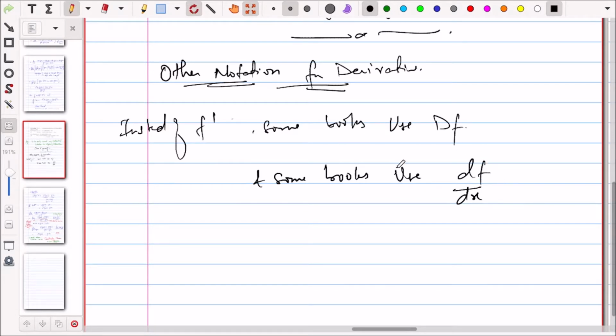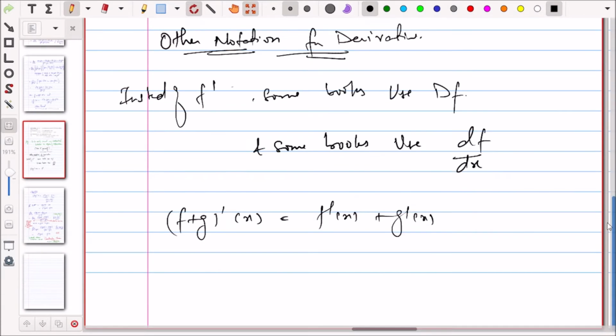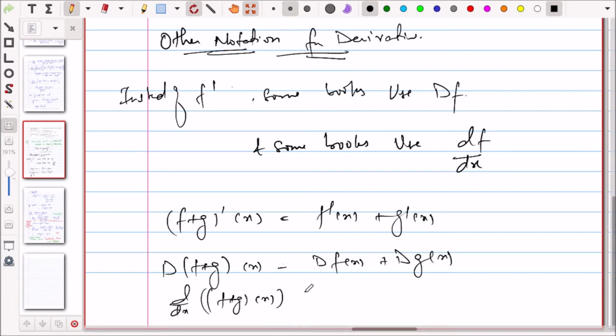Okay, so these are the sum notations. For example, if you want to write (f+g)'(x), this is f'(x) plus g'(x), and in some books it is written as d(f+g)(x) is df(x) plus dg(x), and in other books it is written as d by dx of (f+g)(x) is equal to df(x) by dx plus dg(x) by dx. So these are some of the notations that are used in other books.